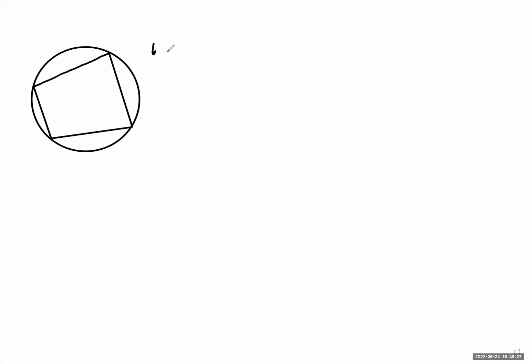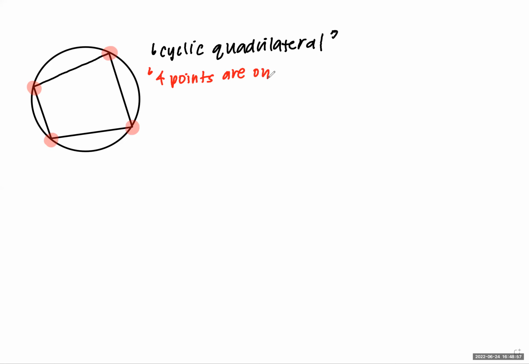So this is like a cyclic quadrilateral. Cyclic means in a circle. Quadrilateral means four-sided figure, right? Cyclic quadrilateral. And what do you notice about the quadrilateral? 1, 2, 3, 4. There are 4, right? Four-sided. And all these 4 points are on where? Must be the circumference.